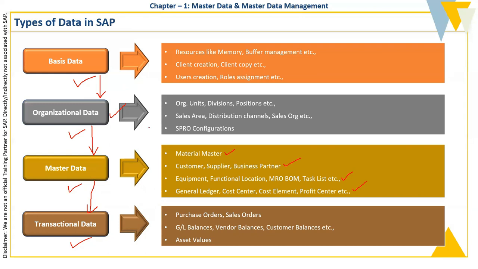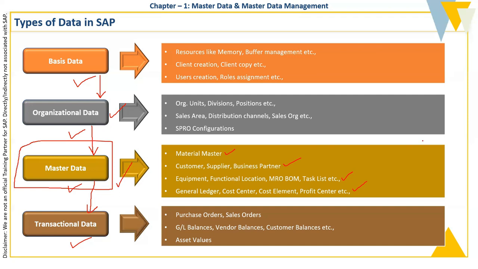So likewise, we can categorize our whole operations with the different types of data in SAP. Out of all these data categories, our current focus is on master data. It doesn't mean that the other data can be ignored. The other data is also important, but our primary focus is on master data. Any questions so far from anyone?